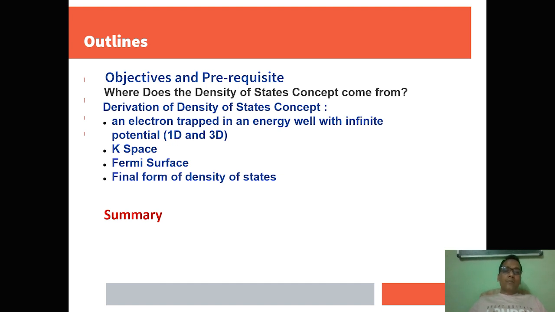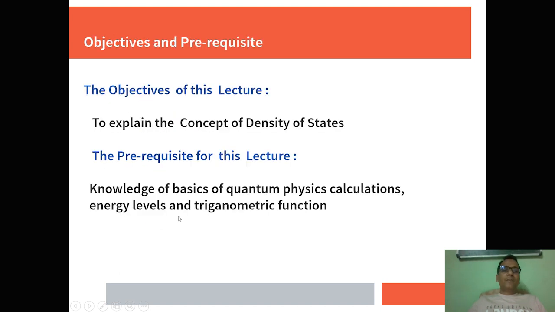Outlines of the lecture are the objectives and the prerequisites. Where does the density of states concept come from? Then the derivation of the density of states concept, followed by these steps: first, an electron trapped in an energy well with infinite potential, 1D and 3D calculation, K-space, concept of Fermi surface, and the final form of the output of the density of states, and the summary.